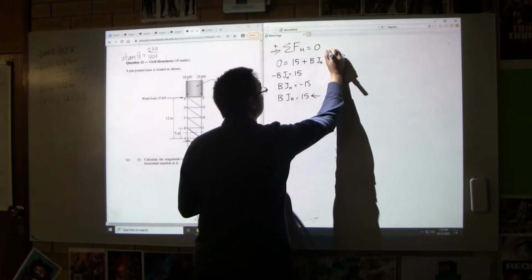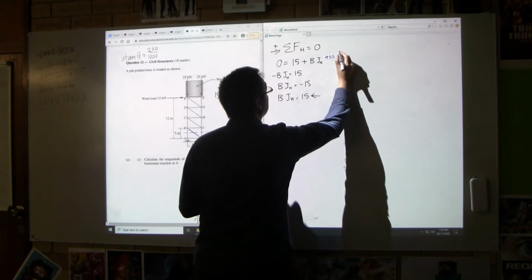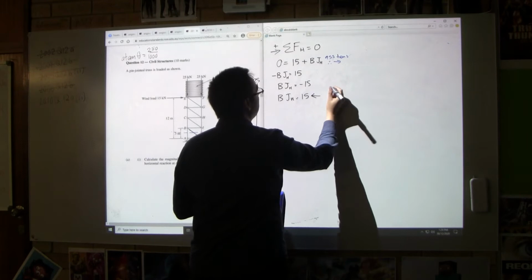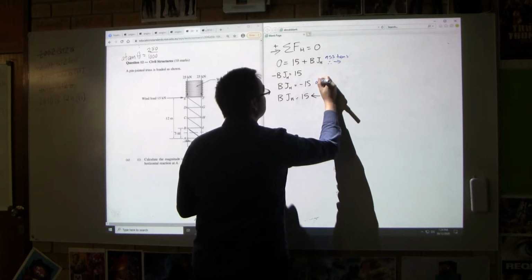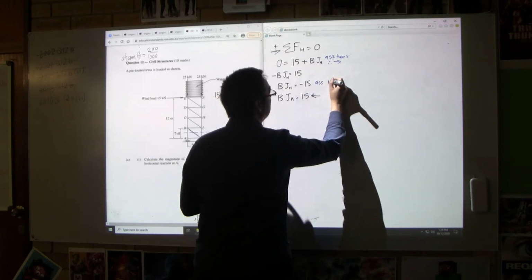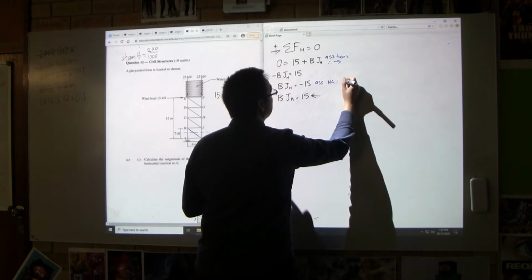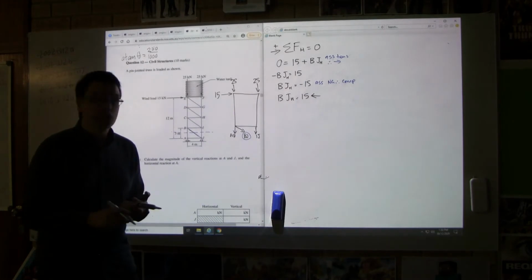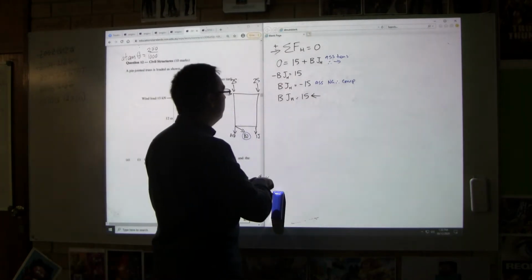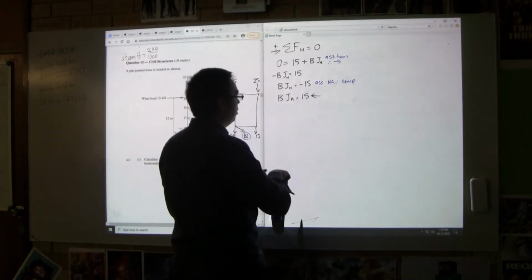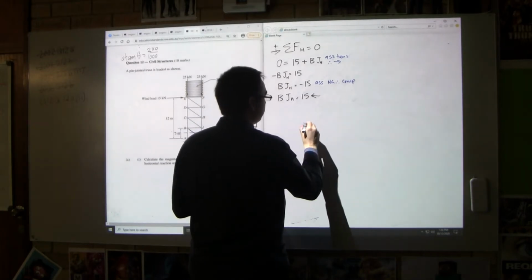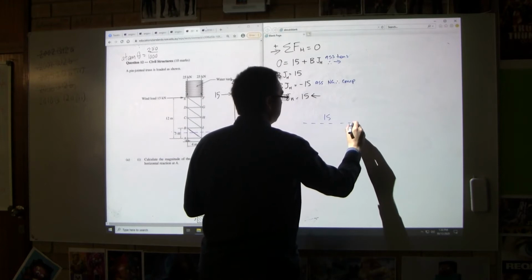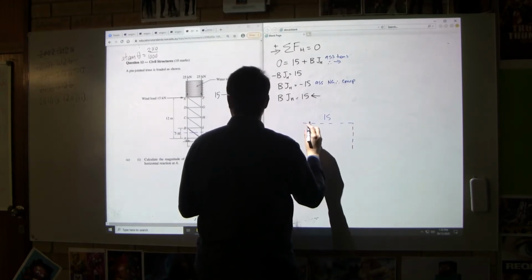Yeah? Assume tension, therefore to the right. Whereas in actual fact, the answer is the assumption was no good, therefore compression. So we now know that our answer is going to be in compression. So what we need to do is say, well, okay, the horizontal component of BJ is 15. What is the total amount for BJ?